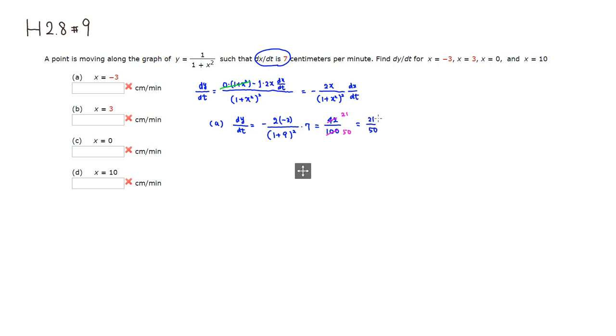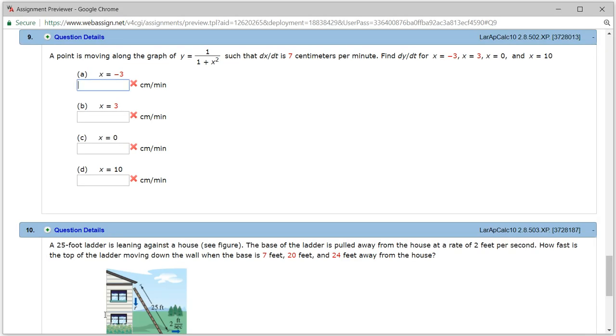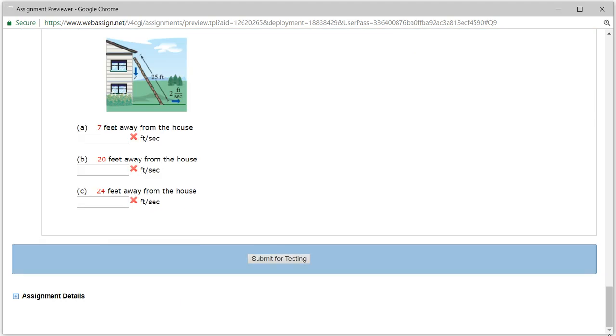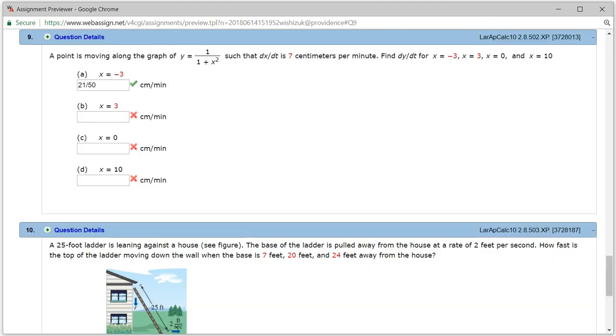So let's type it in. We get 21 over 50. Let's submit for testing. It came back and looks like we got part A correctly.